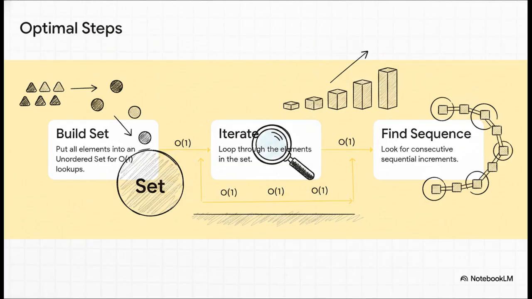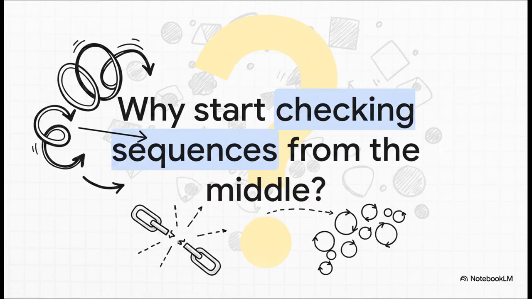those sequential increments. But wait, if we just start checking every number sequence in the set, aren't we basically doing the brute force all over again? So I want to pose this crucial logical question to you right now. Why on earth would you start checking a sequence from the middle?